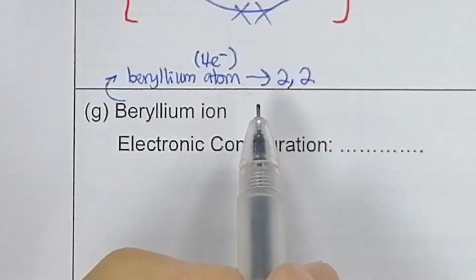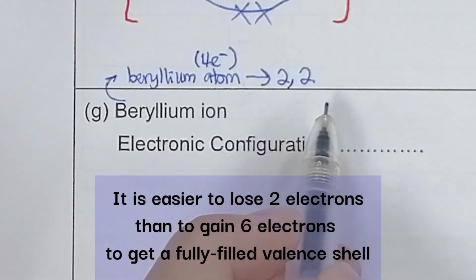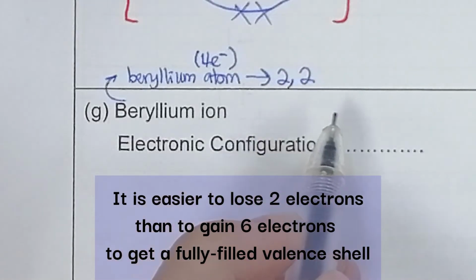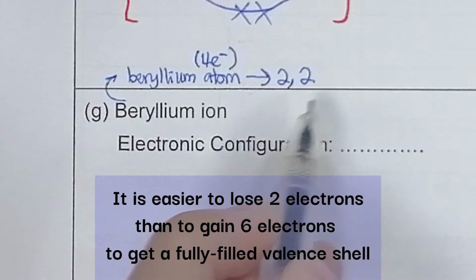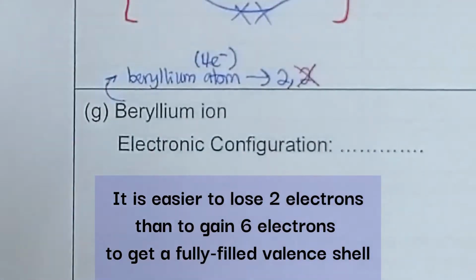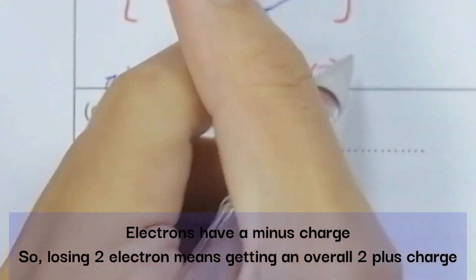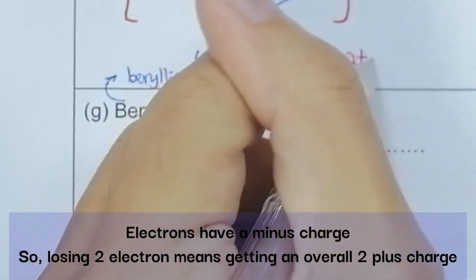Okay, so I see here that if I want to have a fully filled outermost shell, either I can gain 6 electrons or I lose 2. It's easier to lose the 2 electrons, so I lose the 2 electrons there, and in losing 2 electrons I actually get a 2 plus charge.